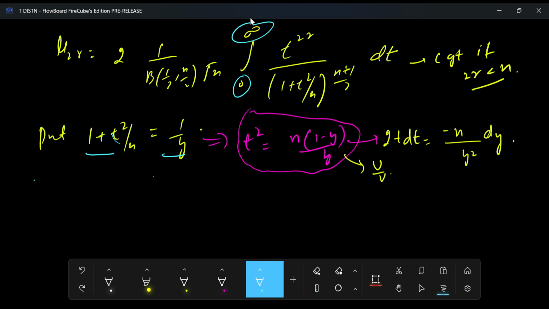When t is equal to infinity, 1 plus infinity is equal to 1 upon y. So infinity is equal to 1 upon y. Now take the reciprocal of this. This is 1 upon infinity is equal to y. Anything divided by infinity is 0, so y is equal to 0. So the limit will be from 0 to 1.